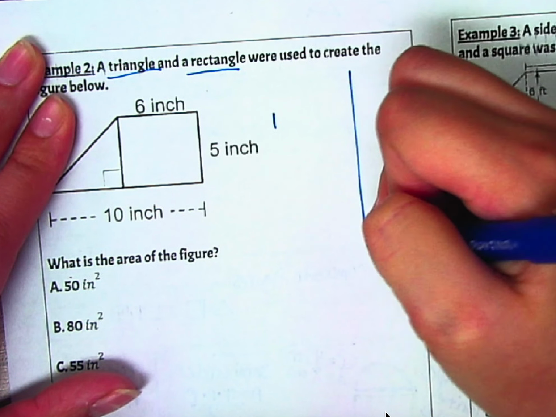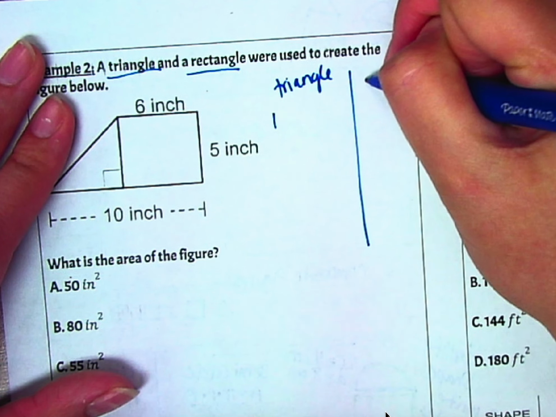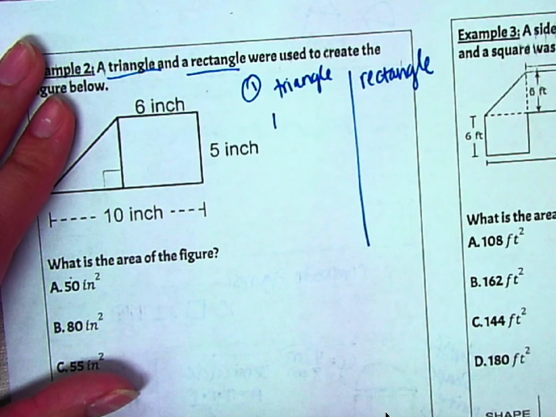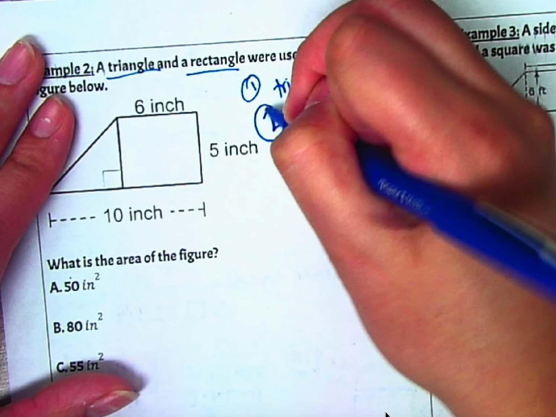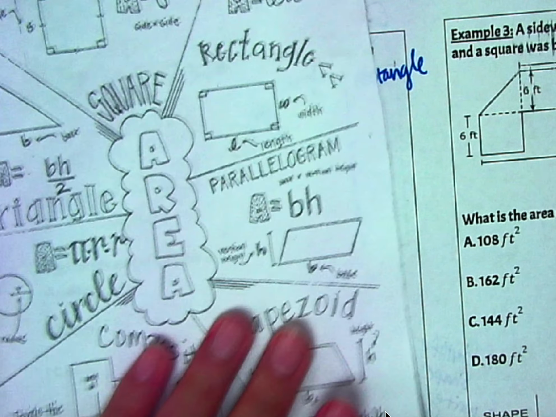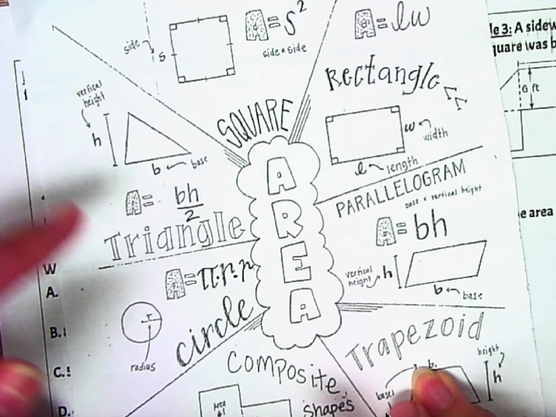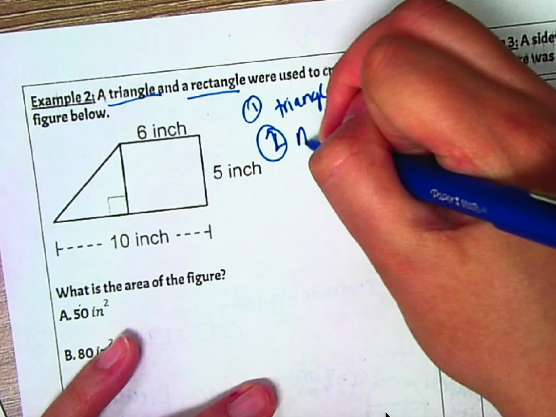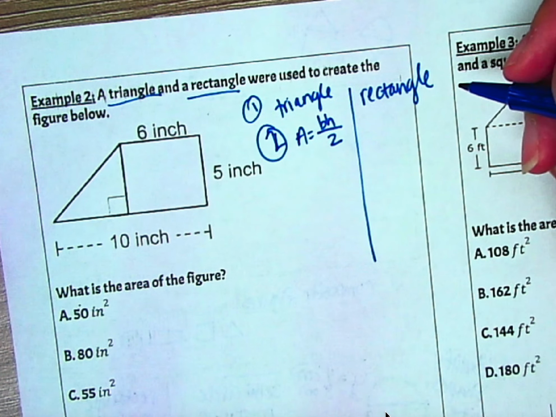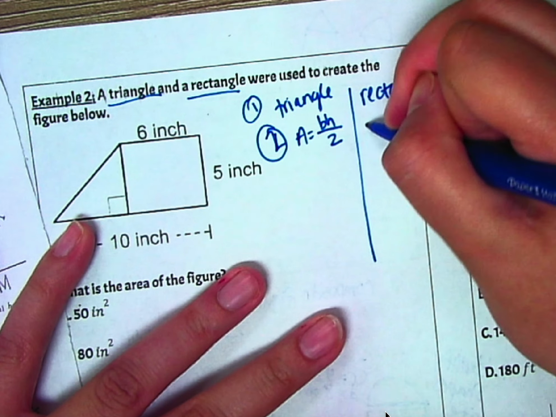So let's go ahead and separate. I got a triangle and a rectangle. That's step 1. Step 2 was to write my formulas. So I'm going to come to this paper right here. I'm going to see that for the triangle, the formula is A is equal to BH over 2. Then I'm going to go back to the paper and see that for a rectangle, A is equal to LW.